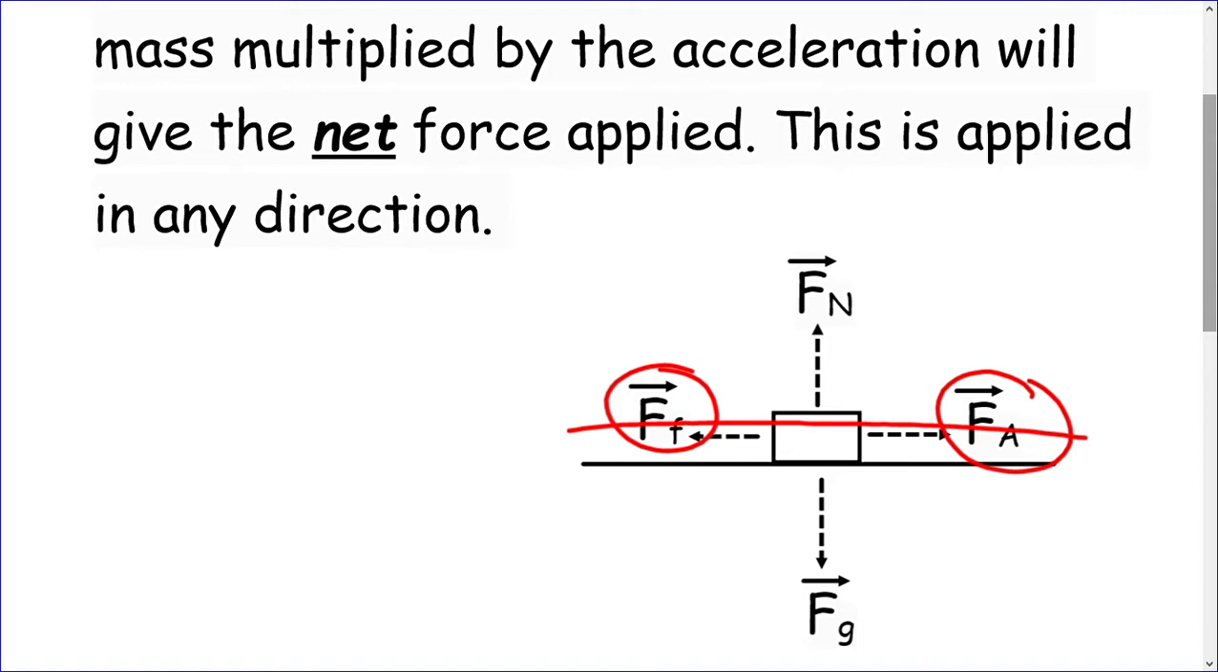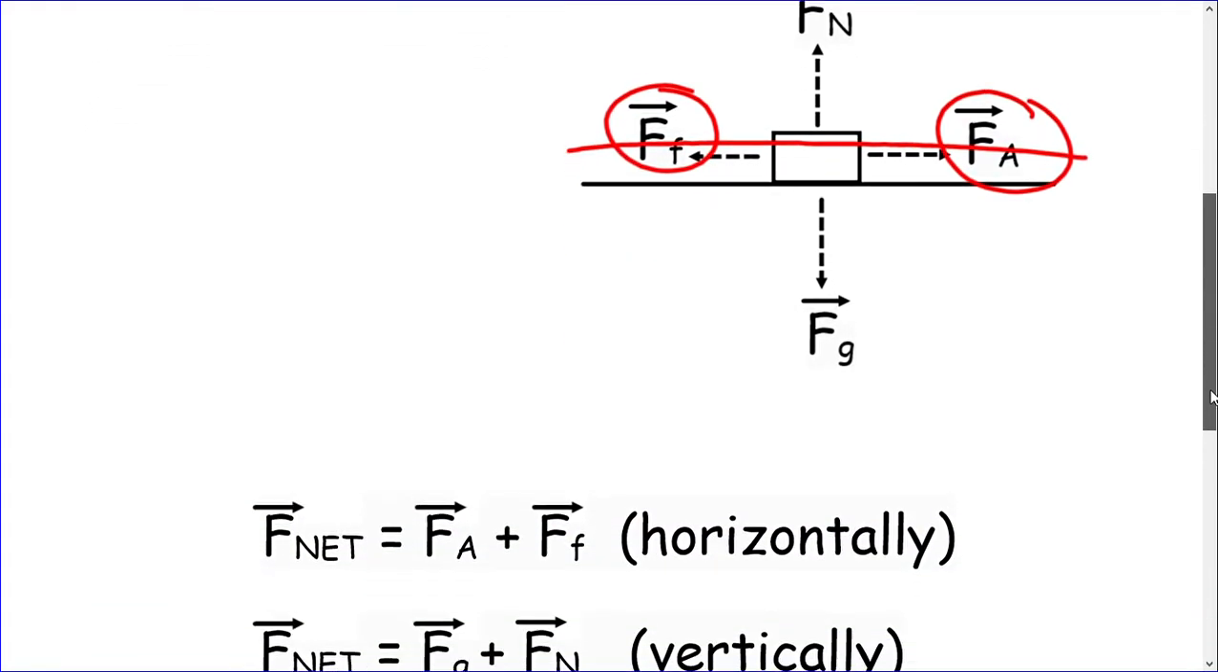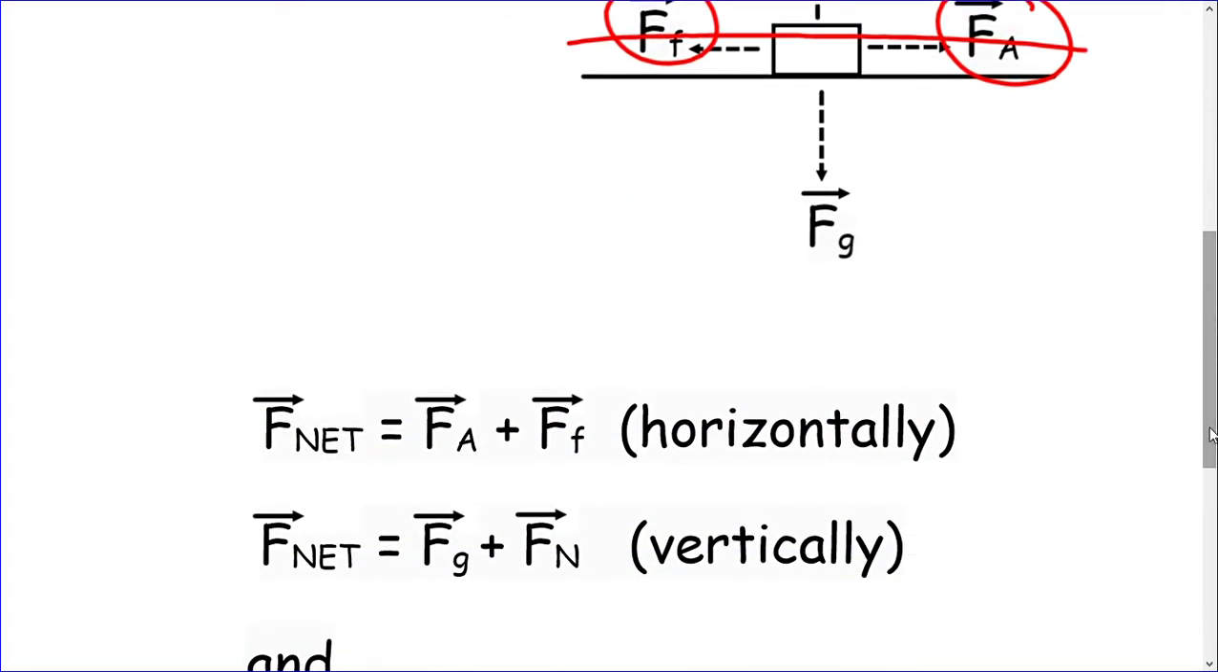If I want to know the overall unbalanced force in the vertical plane, then the net force in the vertical plane would be the force of gravity plus the normal force when two objects are in contact. So I can come up with expressions for this. The net force horizontally is force applied plus force of friction, and the net force vertically is force of gravity plus the normal force.